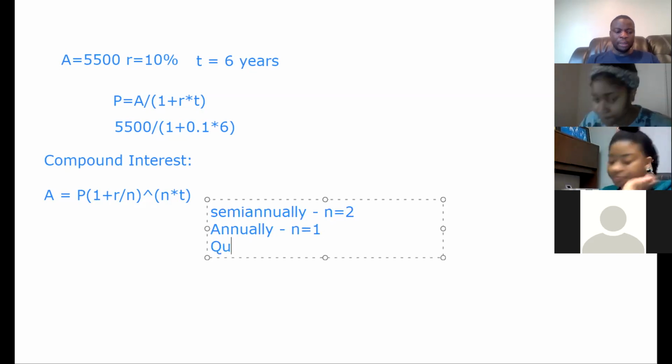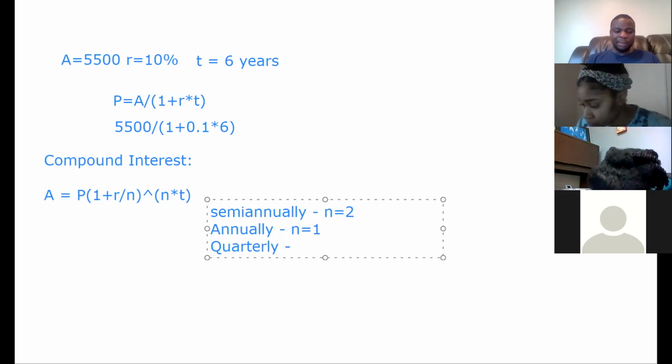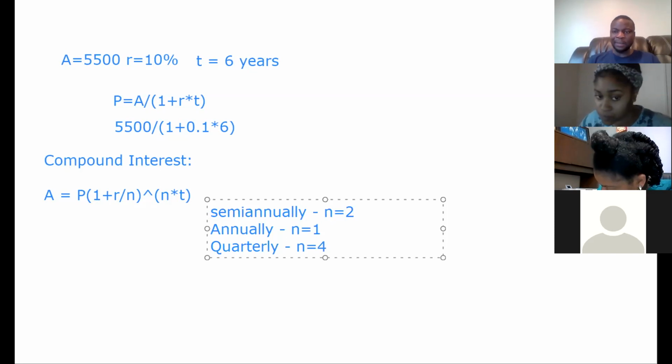If it says quarterly, there are 4 quarters in a year. So when your money is being compounded quarterly, it means it's compounded 4 times a year. So N will be 4 in that instance.